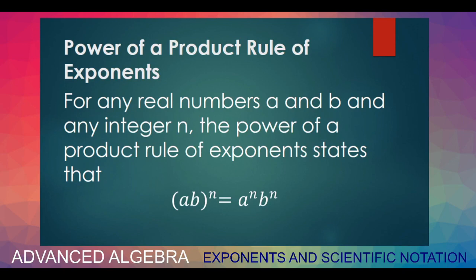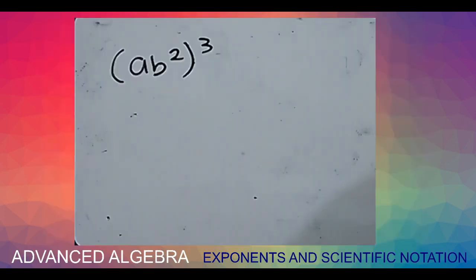So, ganyan ang ginawa ninyo, di ba, dito? Dinistribute ninyo ang n sa a at saka sa b. So, naging a to the n power, b to the n power. So, magbigay tayo ng example. So, yan. The quantity of a, b squared, tapos close parenthesis raised to the third power.